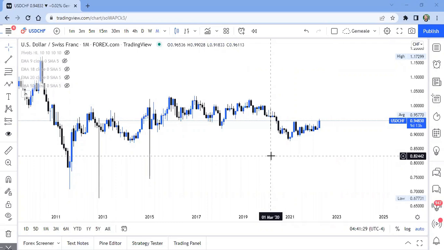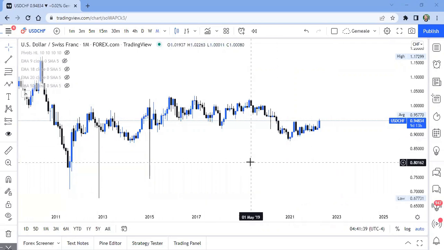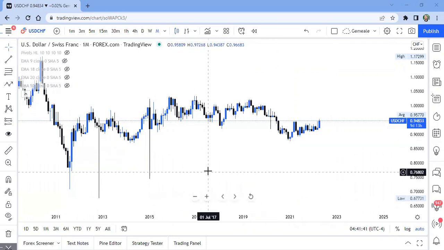Okay guys, and for this video, we're going to be looking at the USD against the franc Swiss, or the Swiss franc rate. Okay guys, so we're going to start off on a monthly time frame. We're going to look at the monthly time frame and ask ourselves, what do we see on the monthly time frame for a large overview?